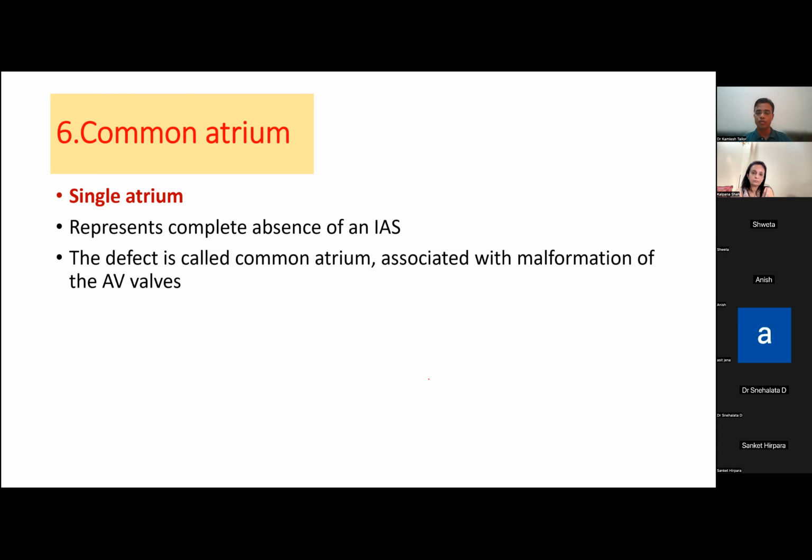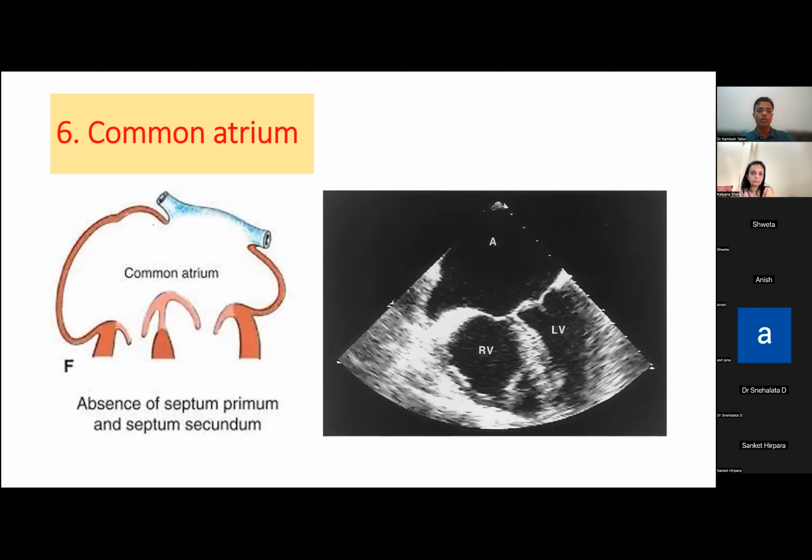Which is also sometimes associated with other cardiac anomalies. So this is how there is no septum in the atrium, and it is called common atrium. Here also in echo, you don't see any atrial septum. But this is not routinely included in the classification of ASD; just to complete the defects of the interatrial septum, we have included it here as one of the classifications.